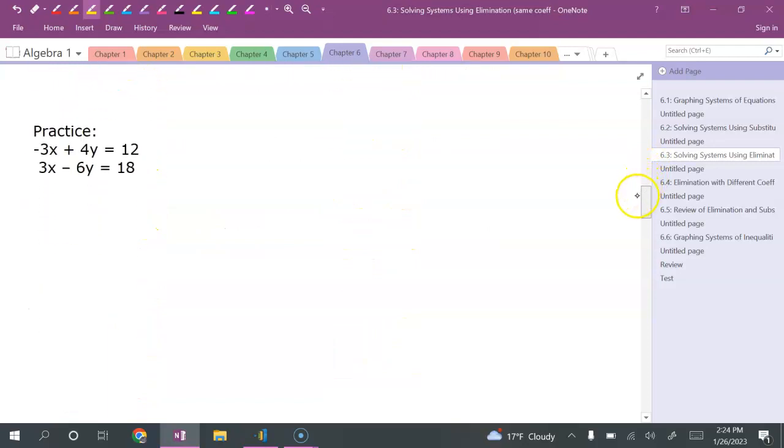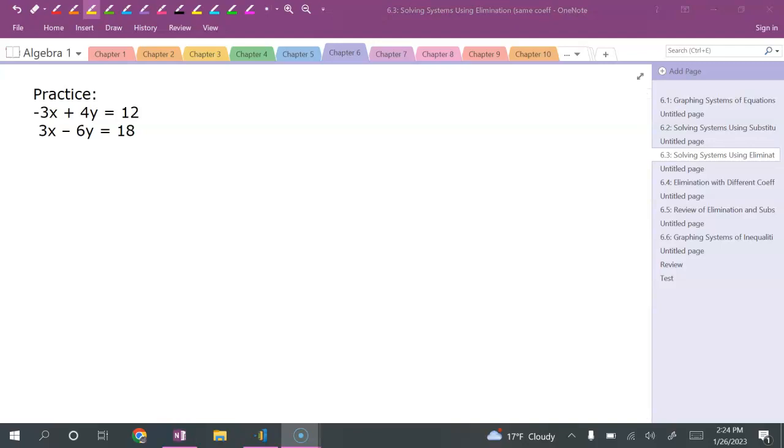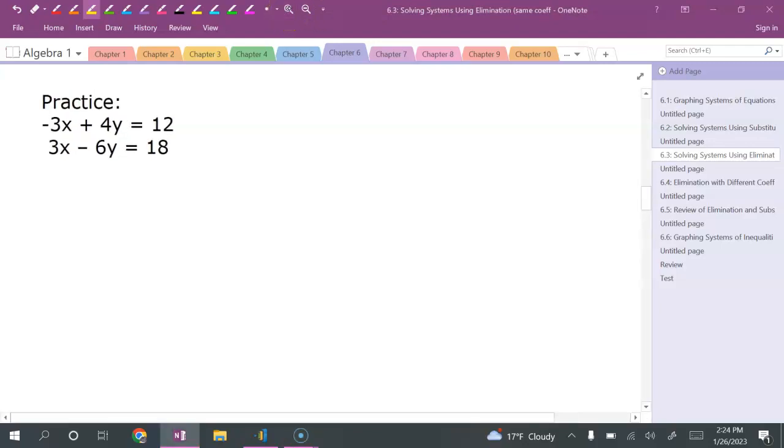So I want you guys to take a look at this practice problem underneath here, and I want you to try to do this one yourself. So pause your video here, do this problem, and then keep watching to see how it should have worked out.